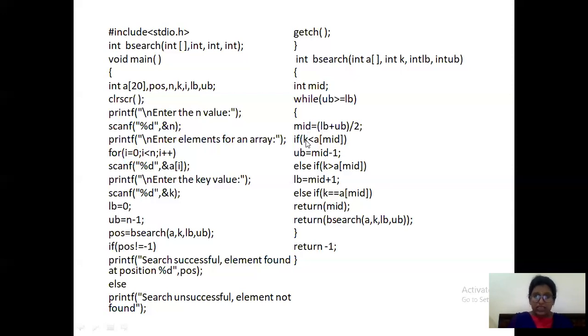Now you need to search whether your key element is there in the left part of your list or the right part of your list. So you are having three conditions here. If key is less than a of mid, then you need to change your upper boundary limit to mid minus 1. Because you are saying that the key element is there on the left part of your list, you need to change your upper boundary to mid minus 1.